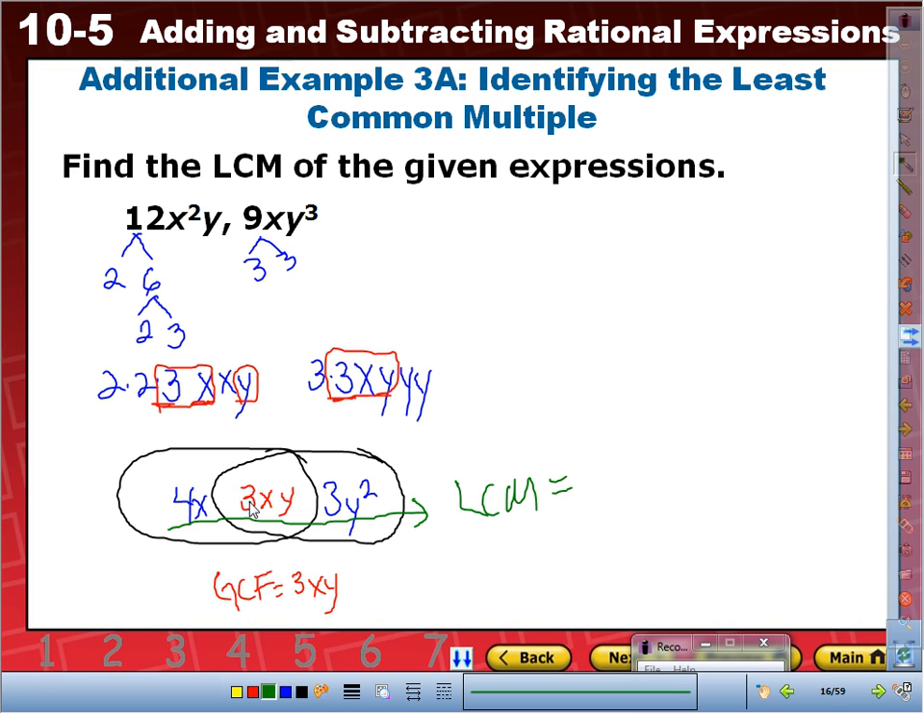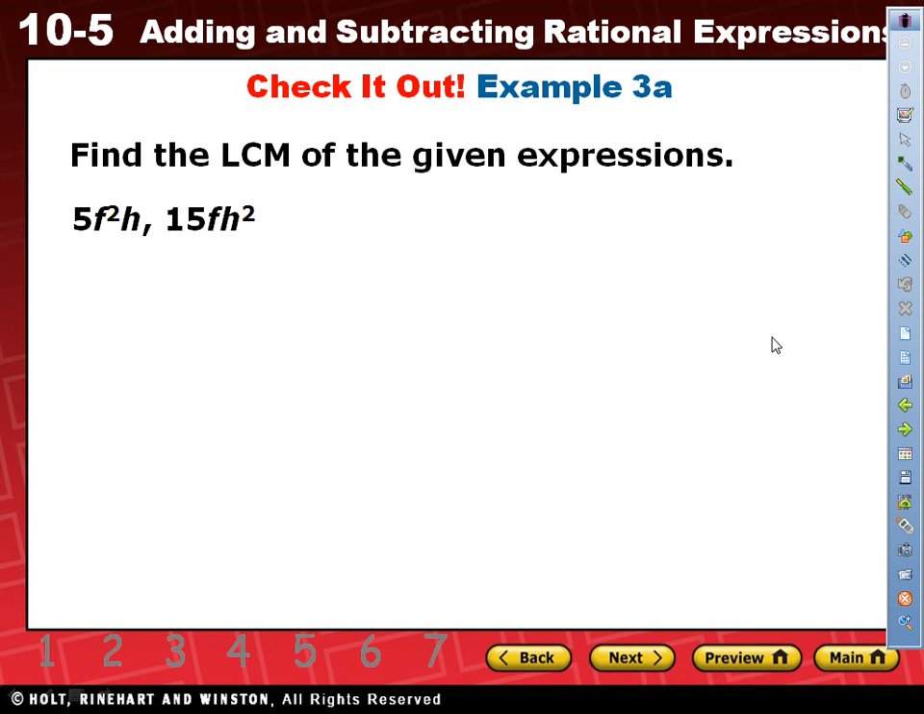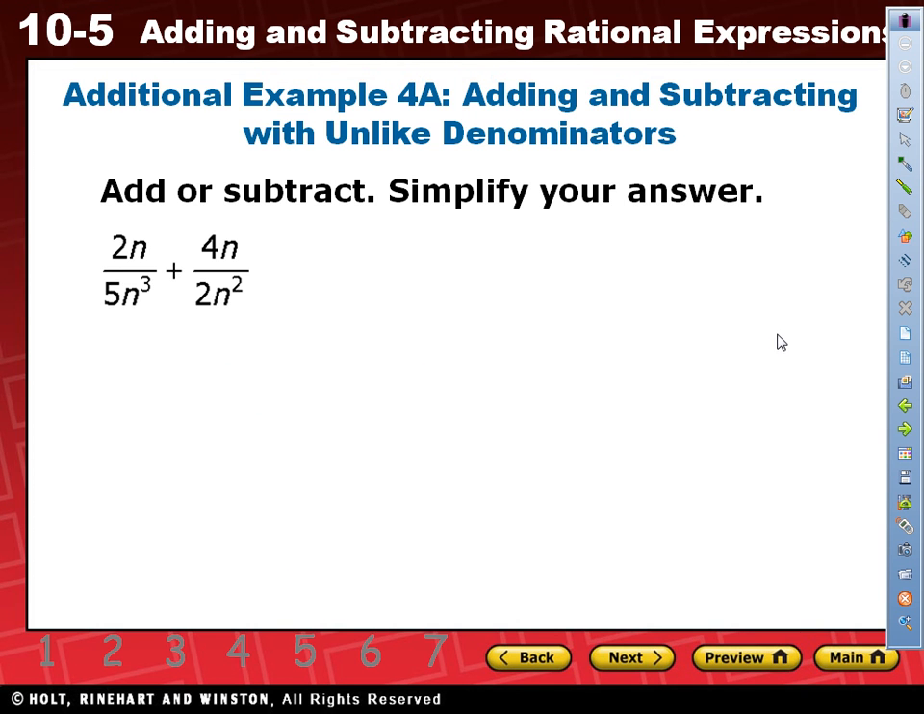So let's see. What is 4 times 3 times 3? 36. What is x times x? X squared. What is y times y squared? Y to the third. That's our LCM. Yeah, it's like the lowest common denominator, but this is lowest common multiple. But guess what? We're going to need this for this next section that doesn't have the common denominator.